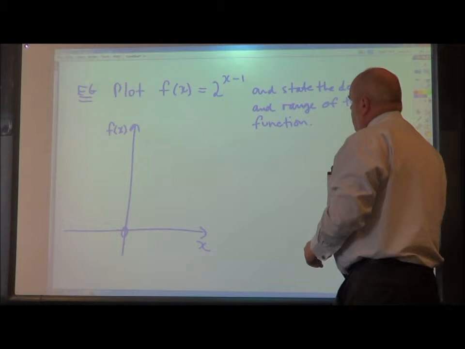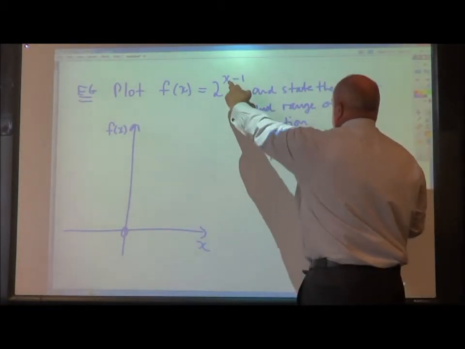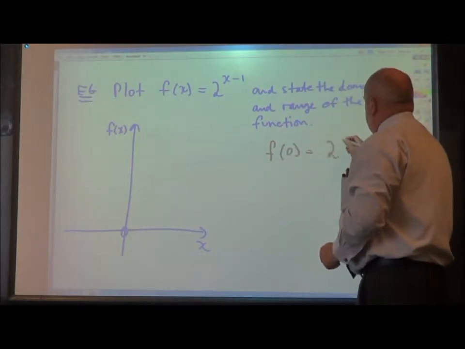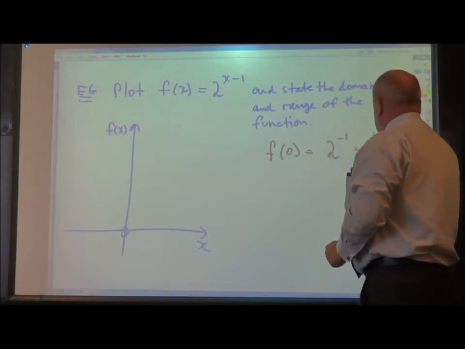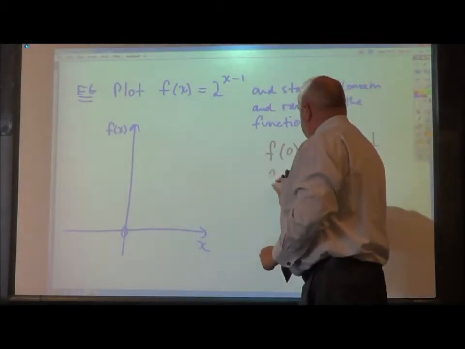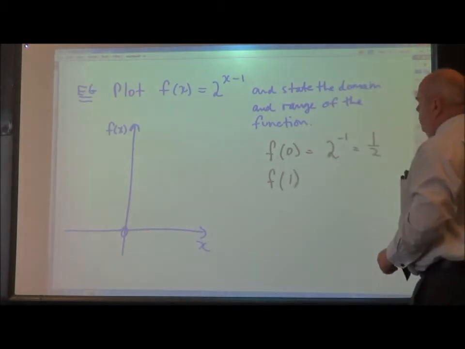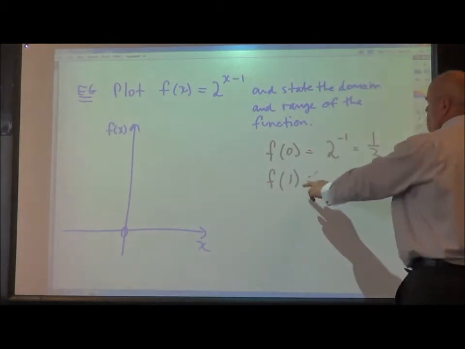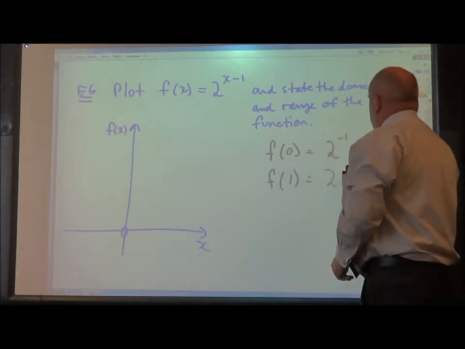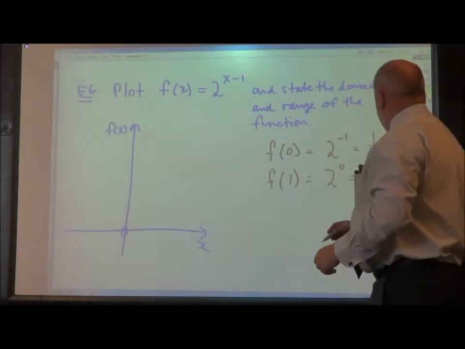Okay? So, let's try this. Pick my convenient point again. If x is equal to 0, my function will equal 2 to the power of negative 1, won't it? And that equals a half. Okay? So I've got a coordinate to plot there. Another convenient point might be x equal to 1. When x is equal to 1, I've got 1 take 1, 0, so 2 to the power of 0 equals 1. Okay, another coordinate to plot.